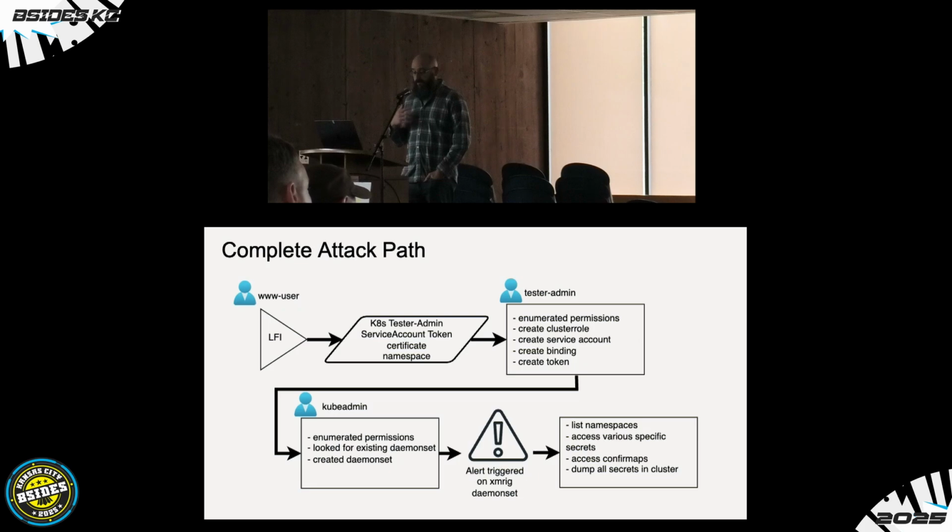And then they look for their existing mining daemon set. It's not there, so they create it. At that point, we get an alert from Falco saying, hey, XMRig was detected. And then that's when we come in and start doing our investigation. But during all of that, the attackers also went in and listed namespaces and accessed various secrets on the cluster. At some point, they also accessed a config map, and then they dumped all the secrets as well.